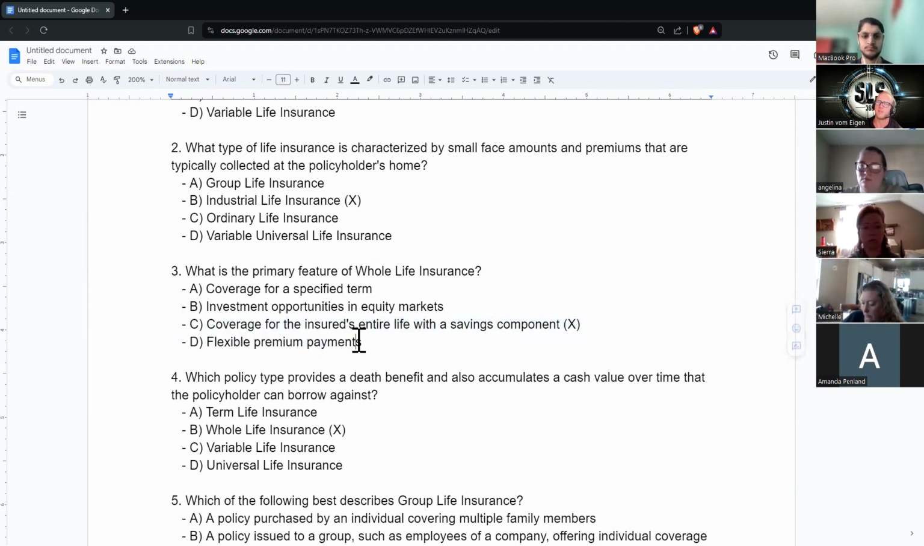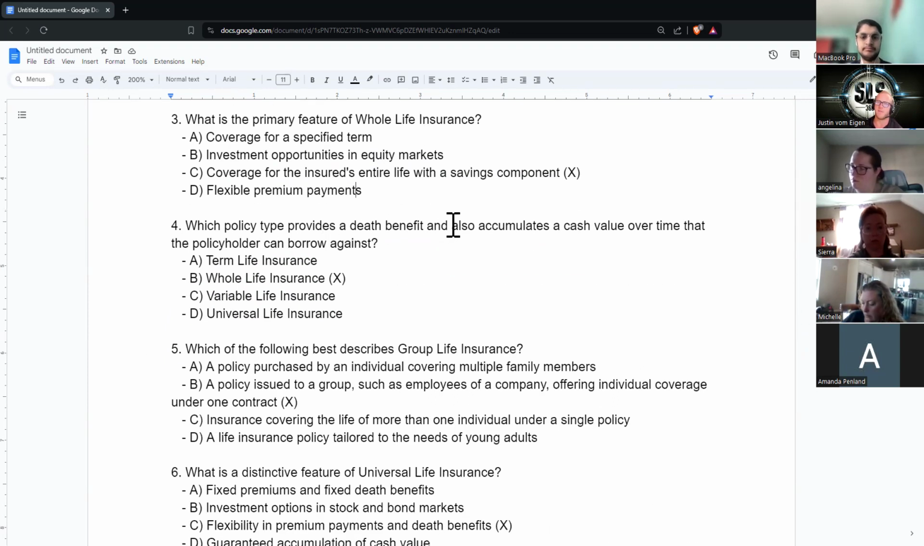And then flexible premium payments, whole life does not have flexible premium payments. It's the same premium. Which policy type provides a death benefit and also accumulates a cash value over time that the policyholder can borrow against? Term life insurance does not have a cash value component. Whole life insurance does have a cash value component. Right. Variable life insurance.